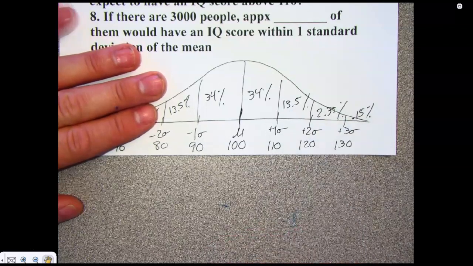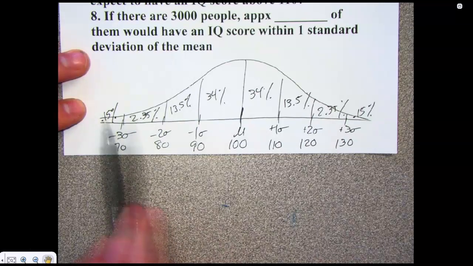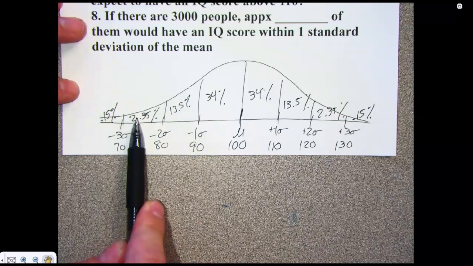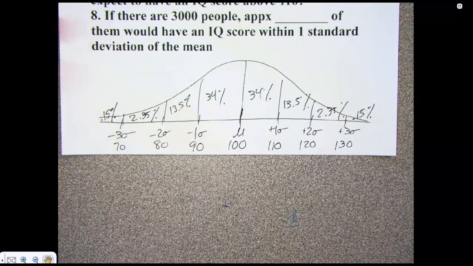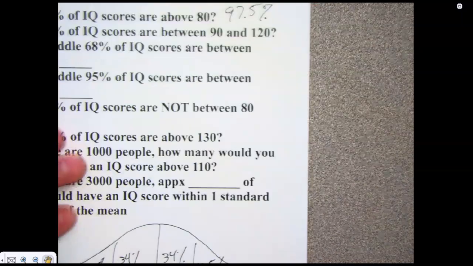Or, how else could you do it? 100 minus these two, right? Wouldn't that be a lot easier? I mean, it's shorter, right? So what do these two add up to? 2.5. So 100 minus 2.5 would be 97.5%.